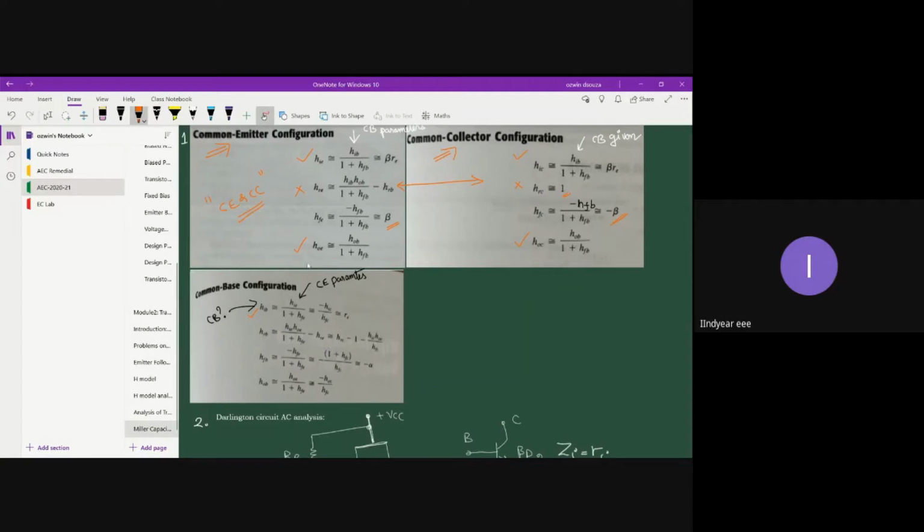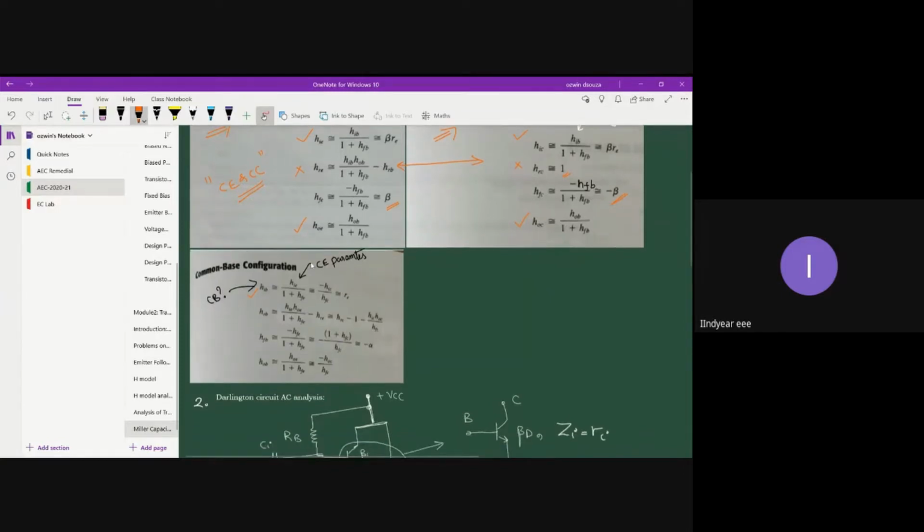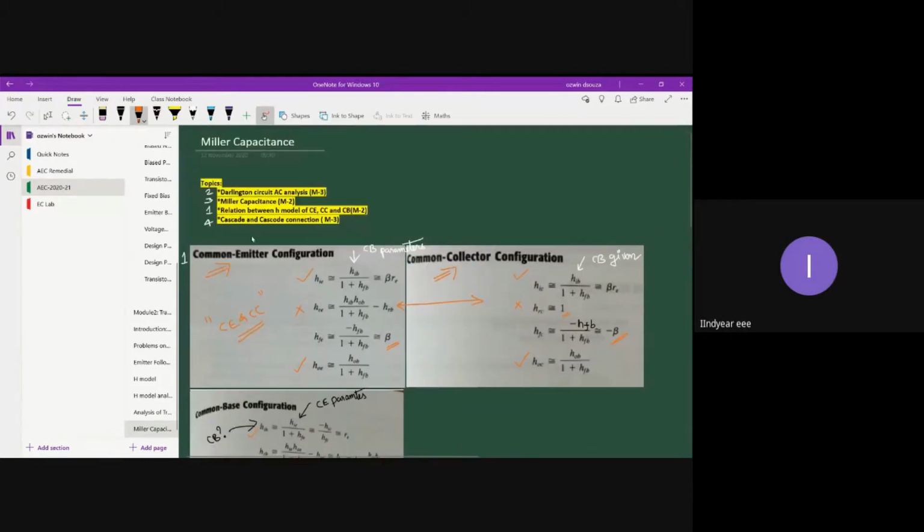Okay, no worries. If you have any trouble in memorizing these equations, you can skip them and attempt a different question in the external examination. If you can memorize, this is the trick you can follow. Okay, all right, fine. So that's about the relation between the H model of CE, CC, and CB.